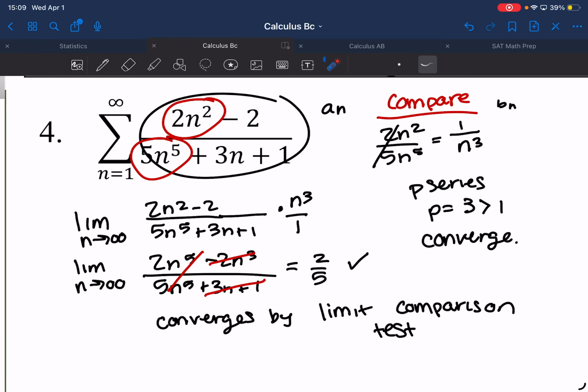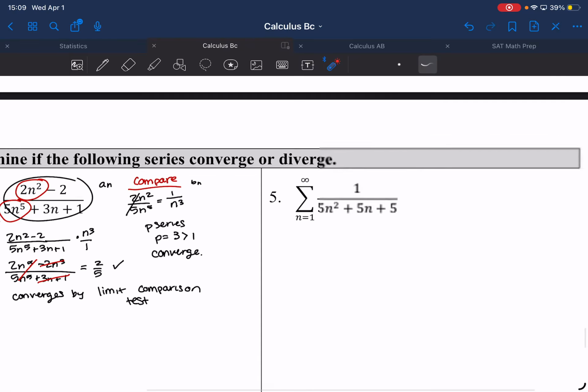But I'm just trying to show you here that this is where that 2/5 really came from. Because if we're just setting the entire series as n approaches infinity. Any questions on 4? Okay, let's look at 5.